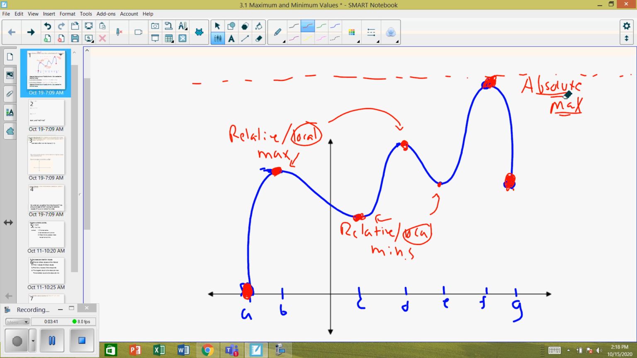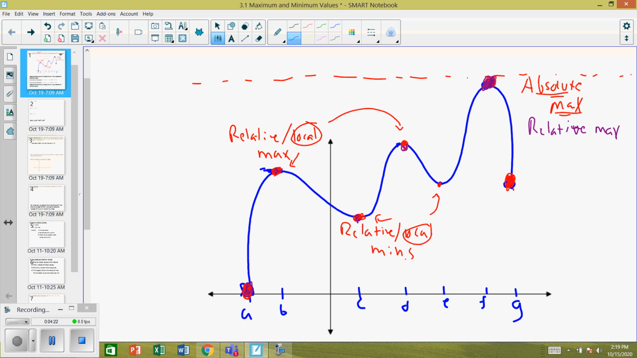Something I want to point out, and I know this is going to seem weird: we know what relative means, and a relative max or min is relative to its area. But an absolute max can also be labeled as a relative max, because technically it is relatively a maximum, but it also happens to be an absolute maximum. So they're all called relative maxes and mins, but sometimes they can be labeled absolute. Just keep that in mind. The biggest and smallest values can be called absolute, and can be called relative.